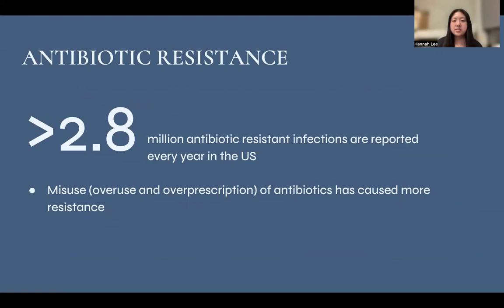Antibiotic resistance is a very big problem globally, and greater than 2.8 million antibiotic resistant infections are reported every year just in the United States. Misuse of antibiotics, which includes overuse and overprescription, has caused more resistance over the years, which has caused antibiotic resistance to continually be on the rise.